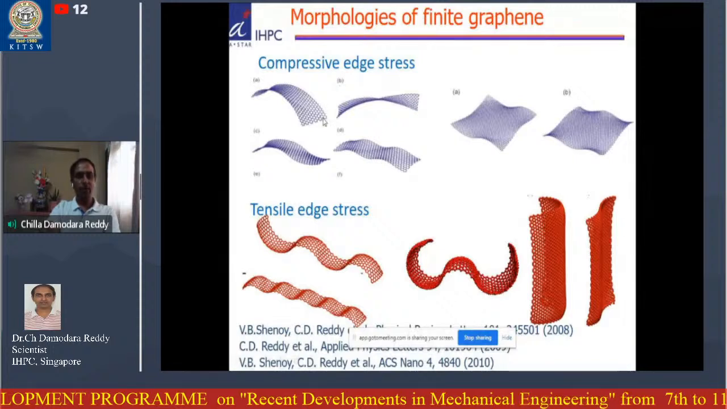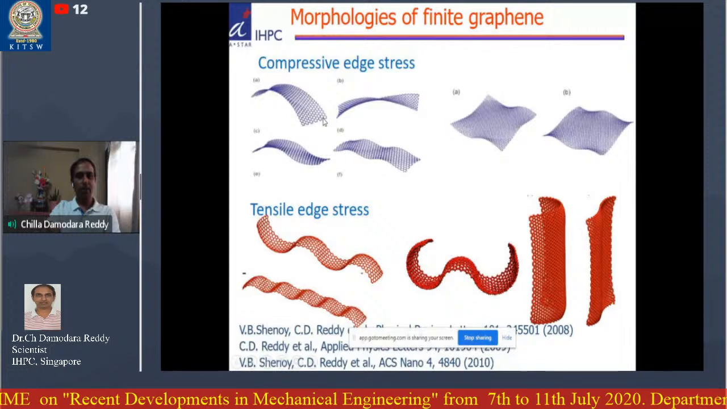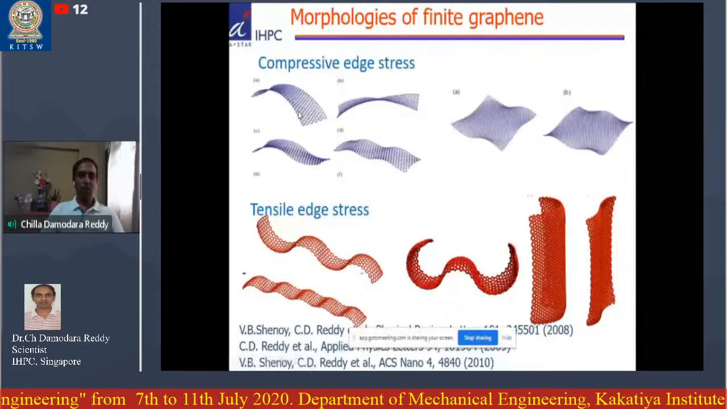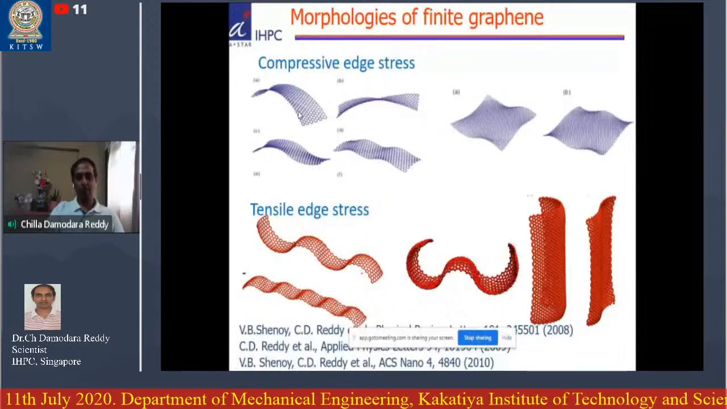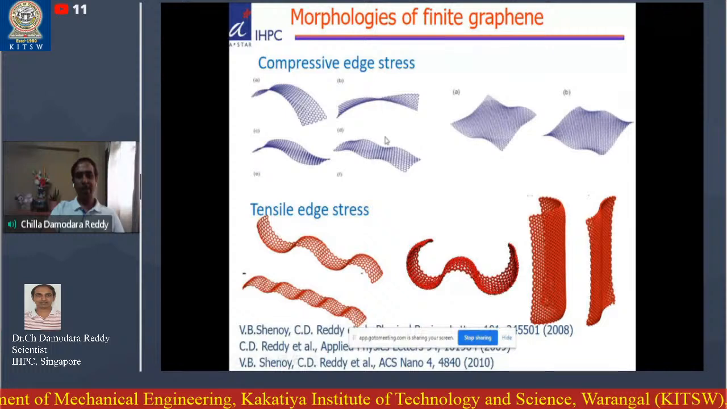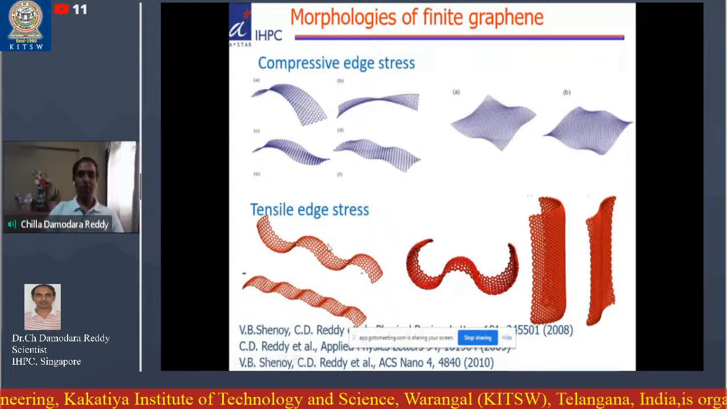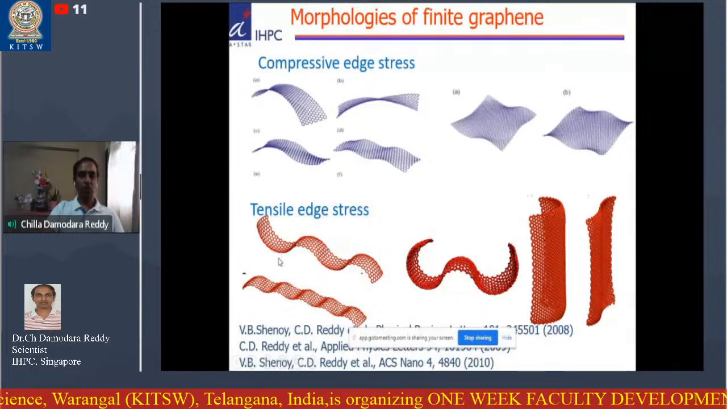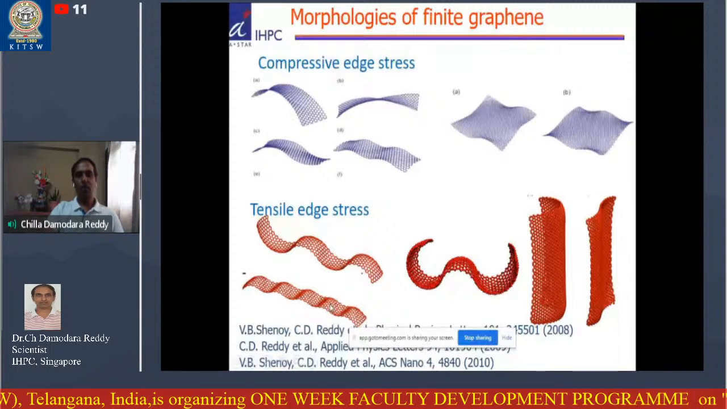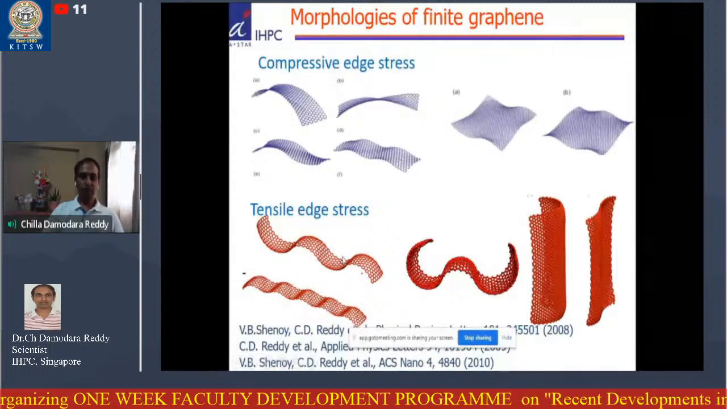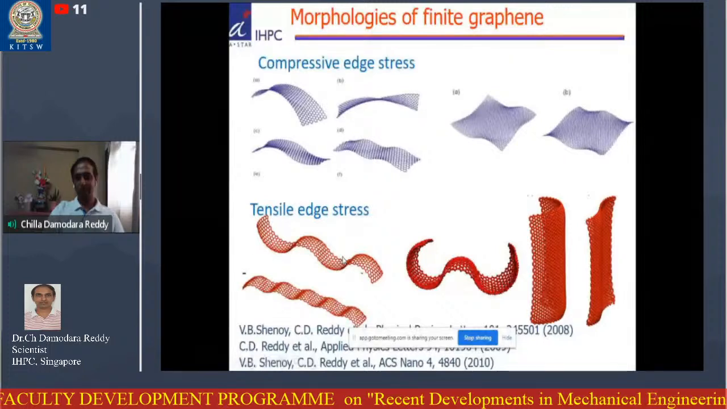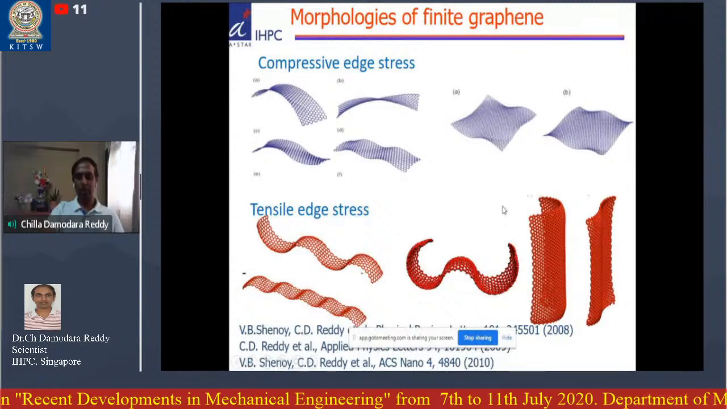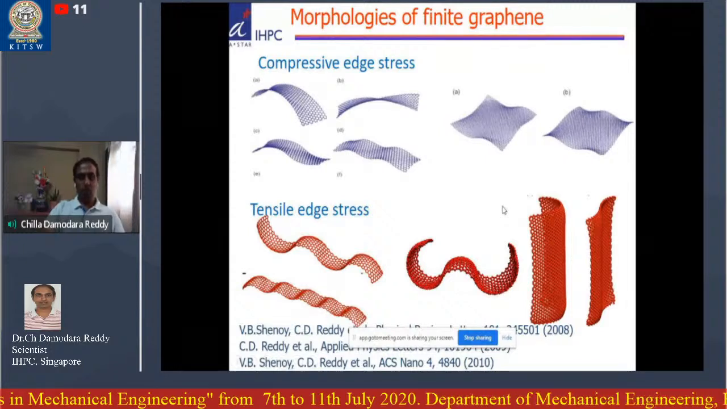Because of edge behavior, it undergoes rippling, bending, or undulations due to the edge stress. If you have a tensile edge, you see these ripples, a bended structure. It's not flat anymore. So for any application, if you want to use this material, you have to understand the edge properties of this material, especially in the electronic structure, because it changes the band gap a lot and other things.